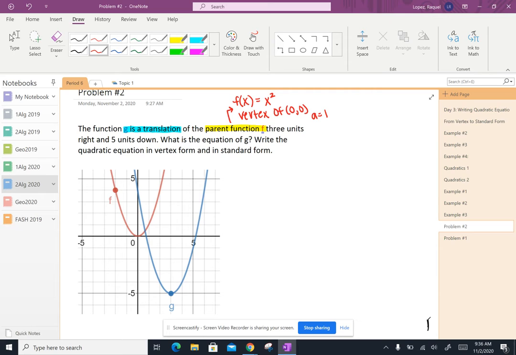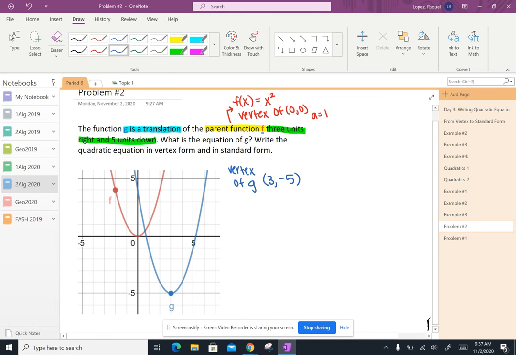They're telling us that g is a translation of this function that I just wrote, and it's also pictured on our screen here. Since g is a translation, we just have to think about how it's translated. They're telling us that it's translated 3 units to the right and 5 units down. So that would put our vertex of g at 3 comma -5, because this shows us 3 units to the right and this shows us 5 units down.